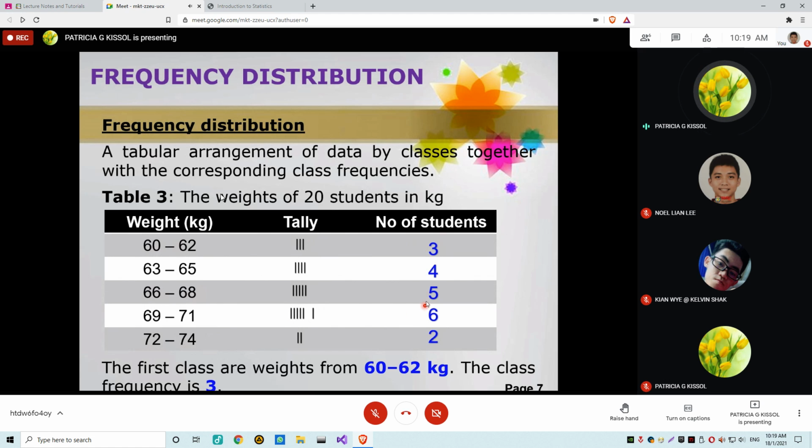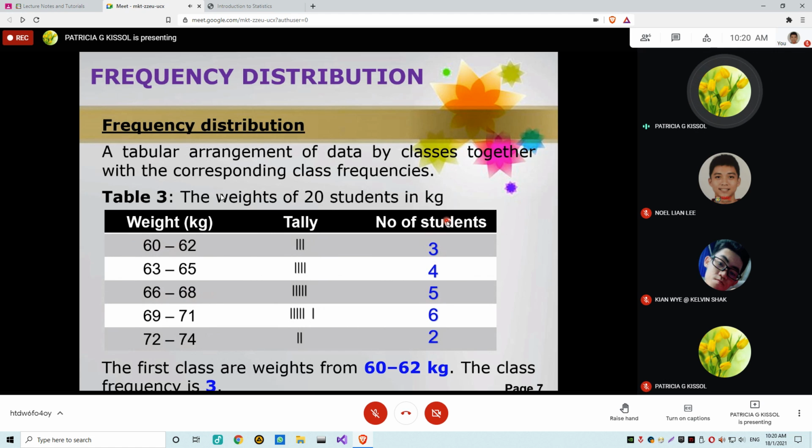Even though the values are not much different, like 66 to 68, there are 5 students. So generally, most of the students are between the weight 66 to 71 kg. And of course, the first class is weights from 60 to 62, which consists of only 3 students. So the number of students here is basically the frequency.